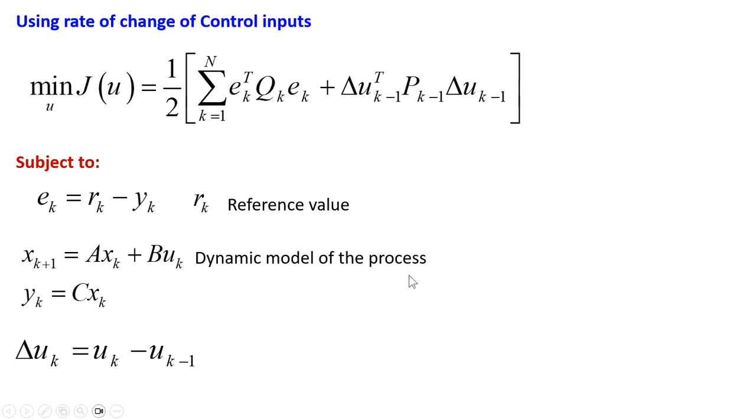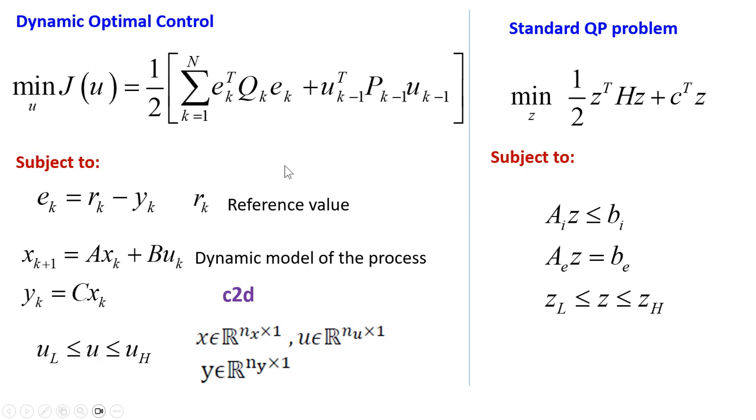Okay, to sum it up, now let us write our optimal control problem, or the dynamic optimal control problem, where we define both our objectives and constraints. It was something like this. And I'm taking the example of set point tracking. This is a dynamic optimal control problem.